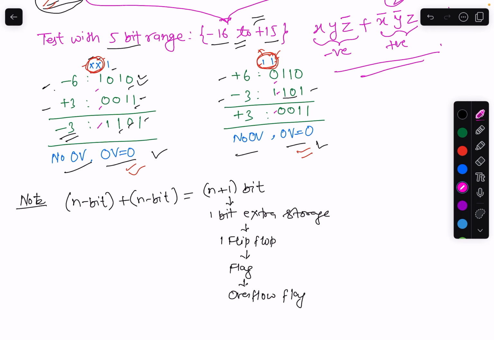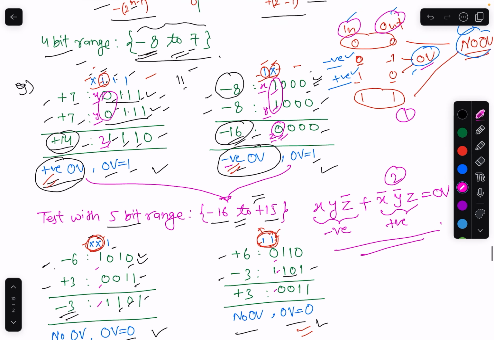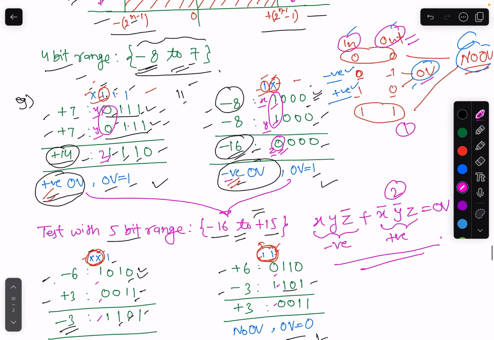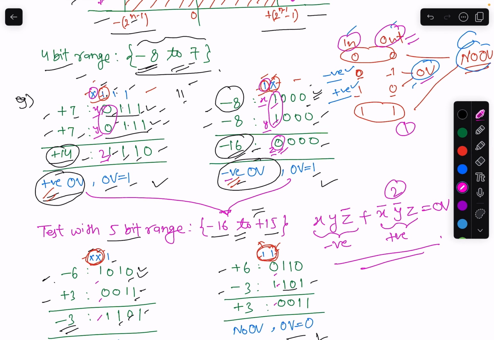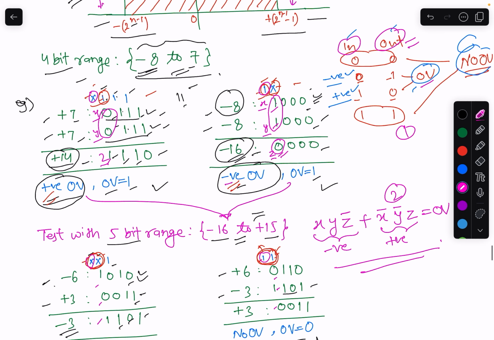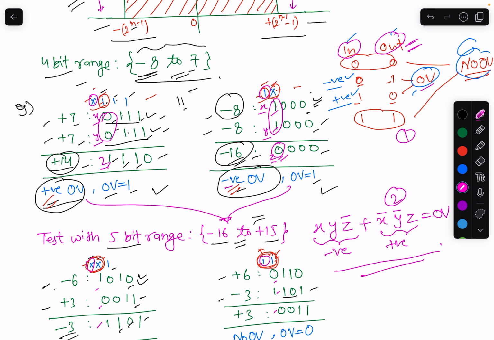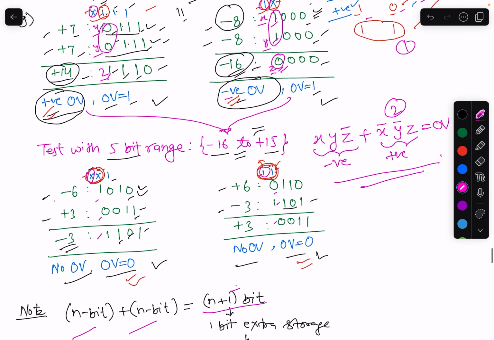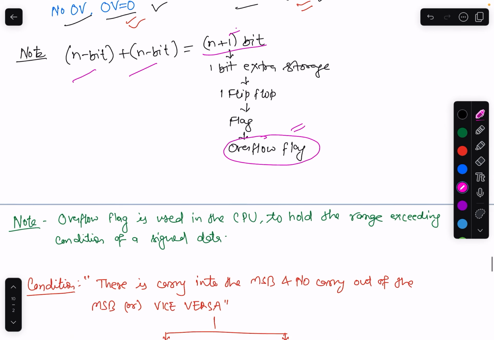As in unsigned data, if we are adding two n bit numbers, we need n plus 1 bit of storage. And in the unsigned data, we were using the carry flag to store that extra bit, but in 2's complement we are using this overflow flag. So the carry flag was nothing but the out carry, right? Because this is carry, this is carry. So the carry flag is dependent on this out carry, but the overflow flag is dependent on this in and out carry. So if one of them is 1, then only overflow, otherwise no overflow.